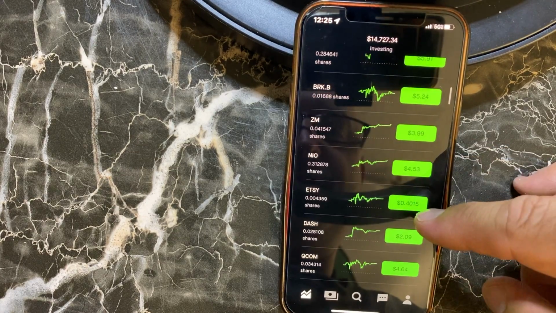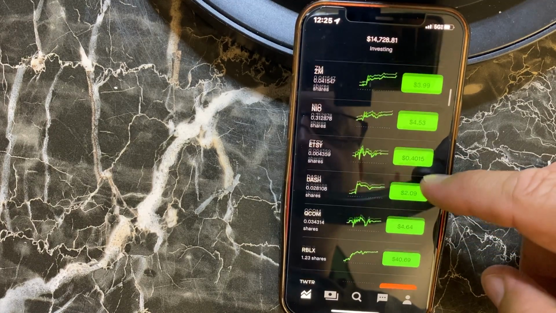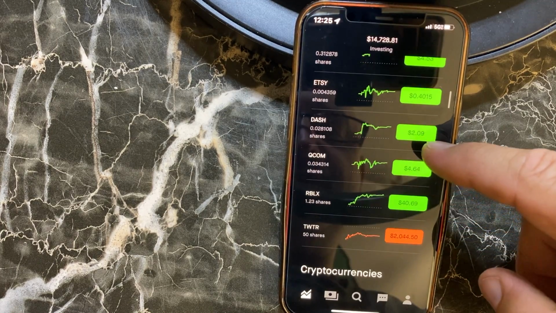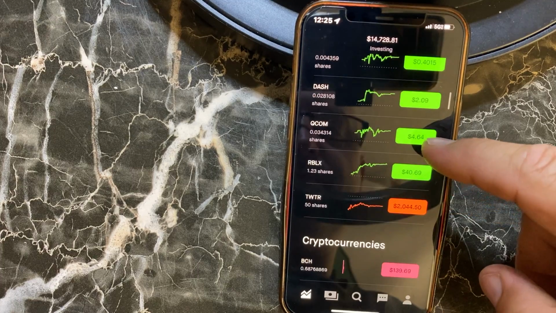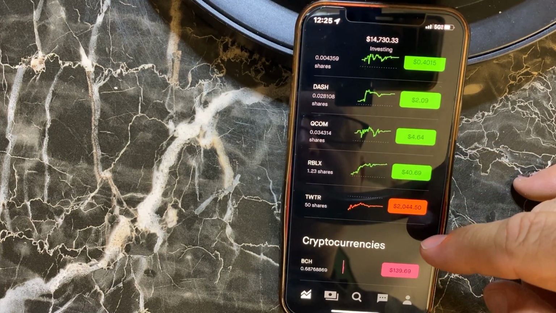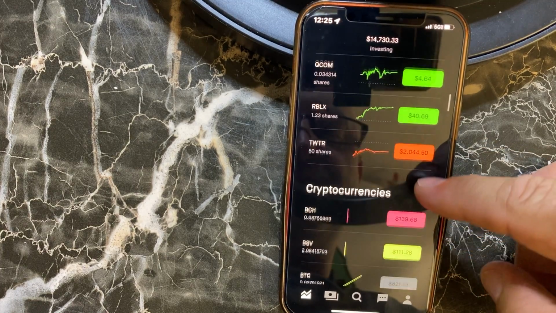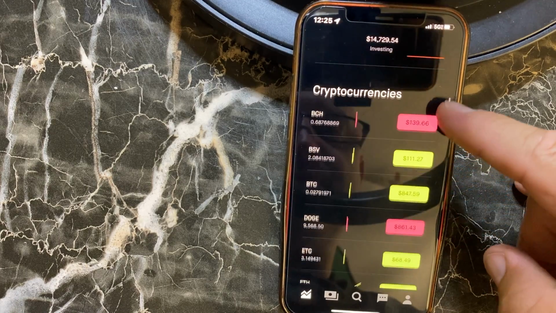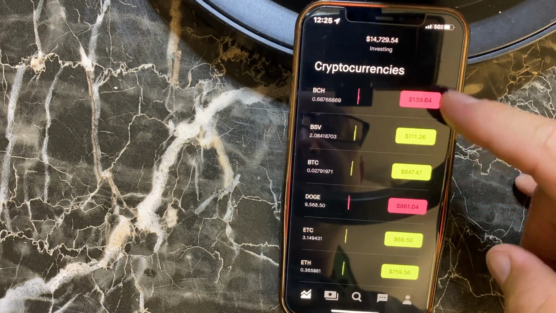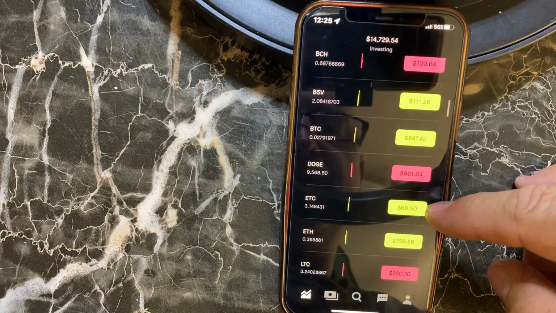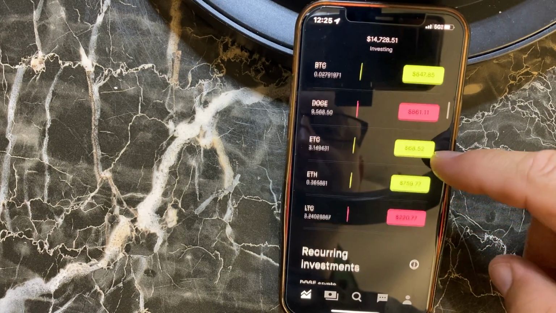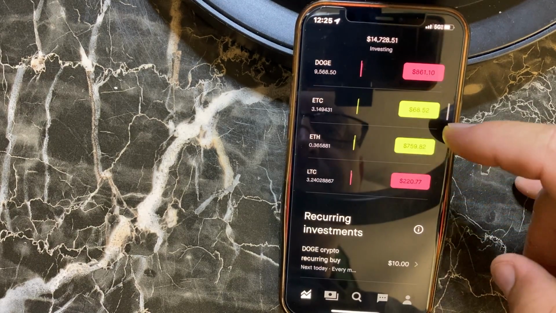Berkshire Hathaway, Zoom, Neo, DoorDash, Qualcomm. I think that's Reeboks, Twitter's down. And then these are my cryptos. So the crypto, I have a little bit each: Bitcoin, Bitcoin Cash, Dogecoin, Ethereum, and the other one.